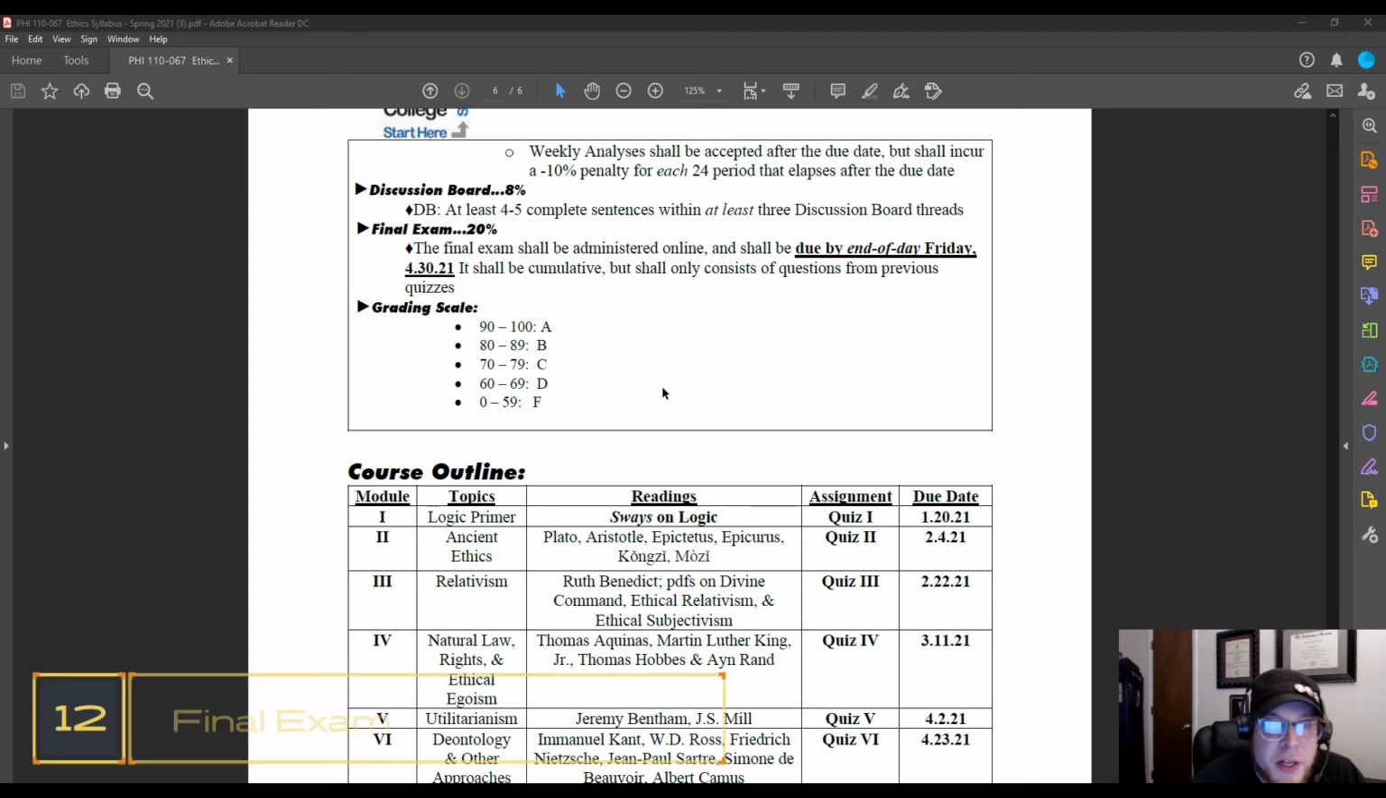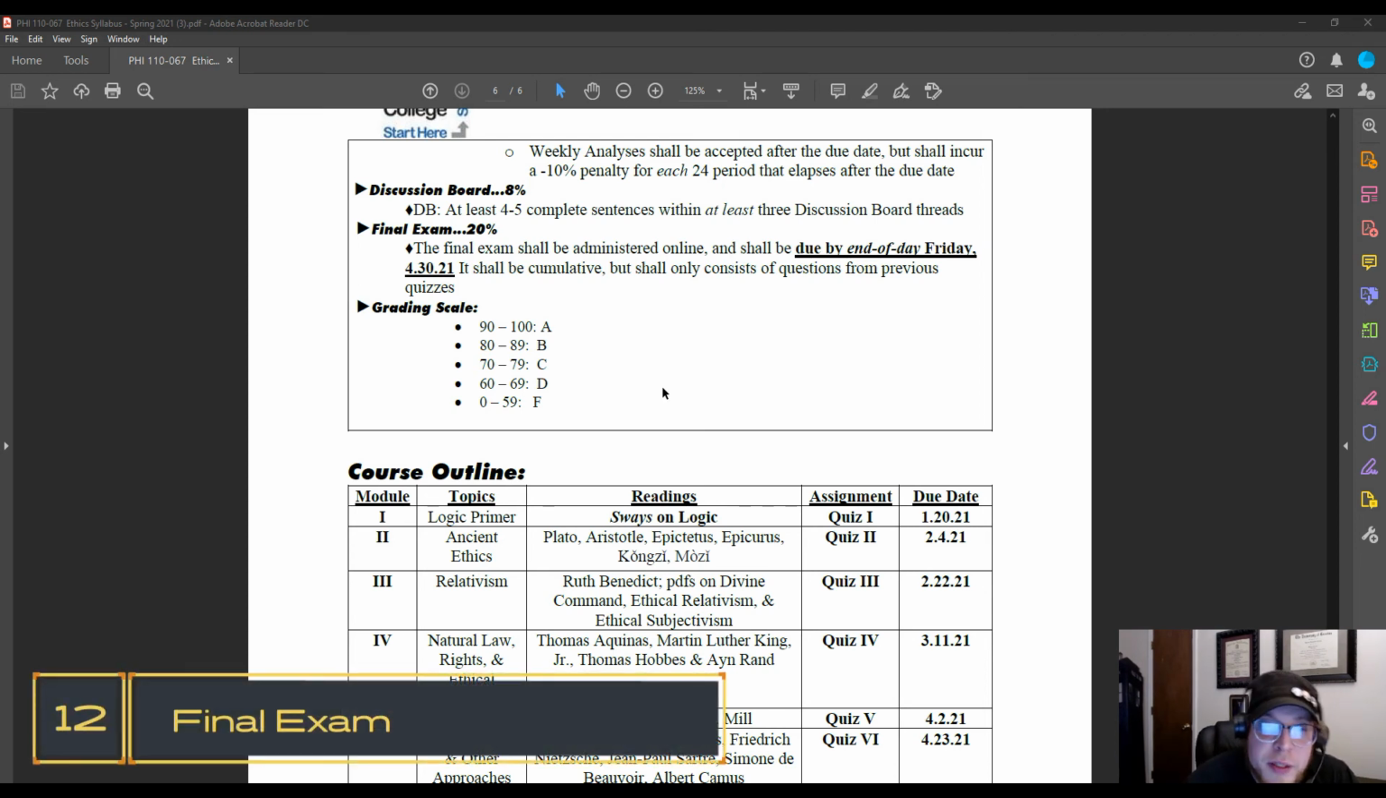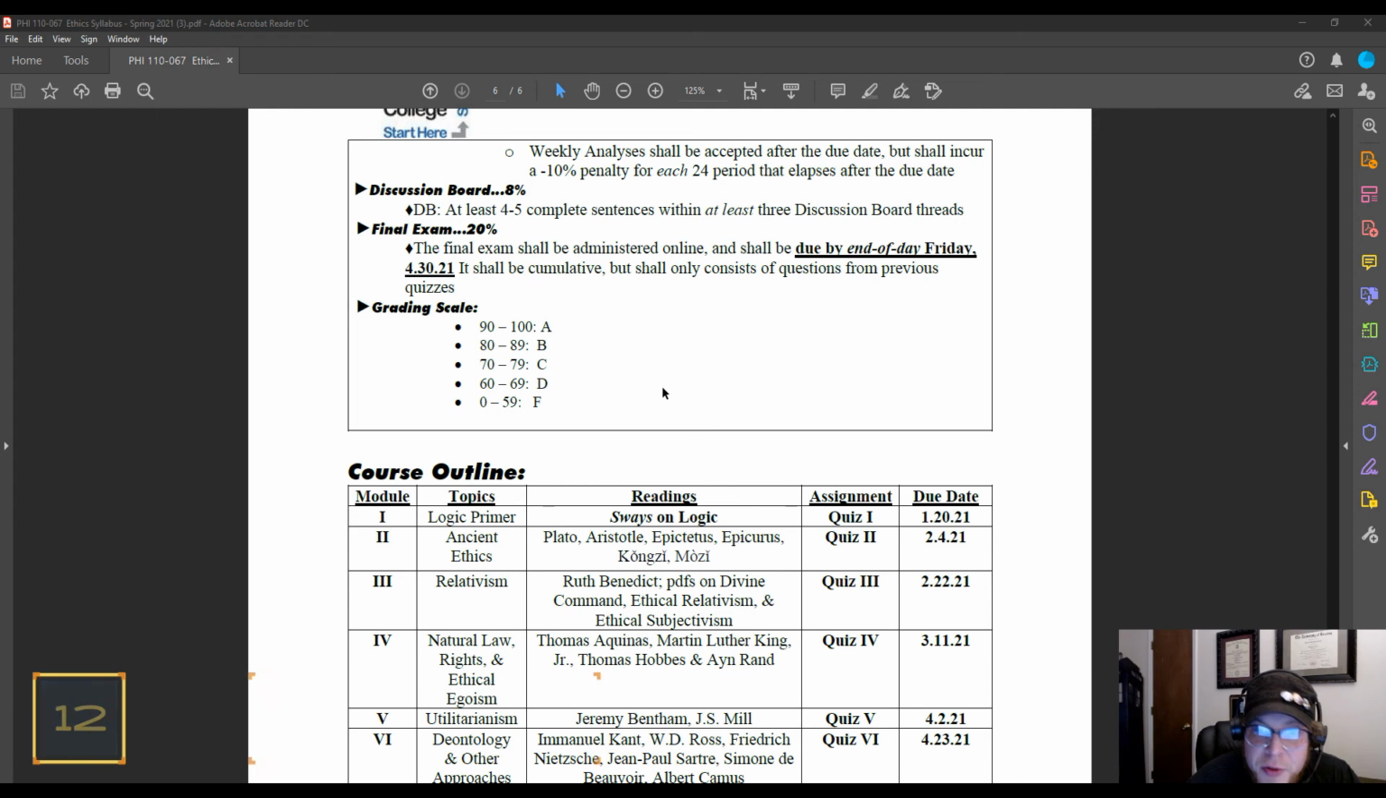Finally, you'll see that 20% of your final grade is the final exam. The final exams will be administered online. It shall be due end of day Friday, April 30th, 2021. While it shall be cumulative, it shall only consist of questions from previous quizzes. It's basically a greatest hits of the quizzes you've had up to this point, quizzes 1 through 6. And so it will only have questions that you've encountered before.